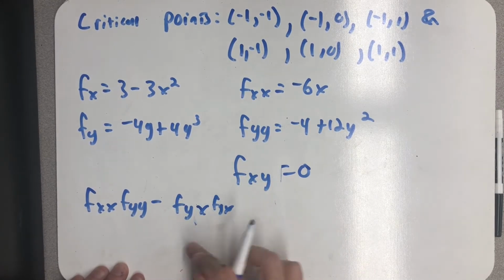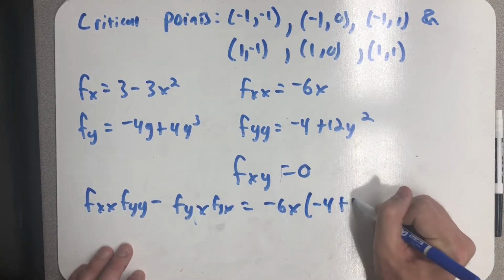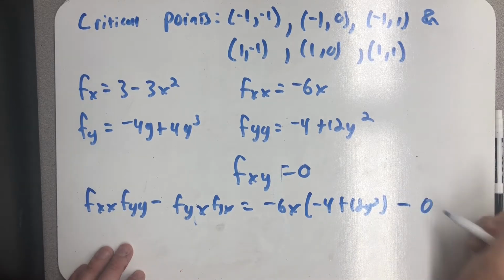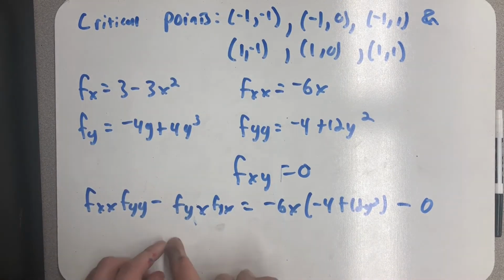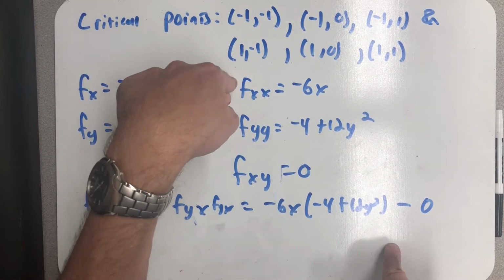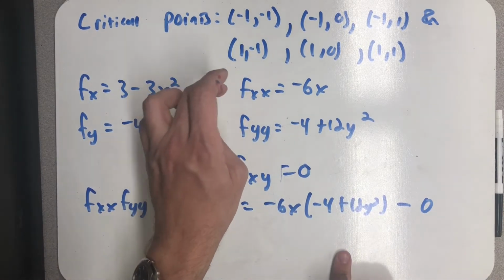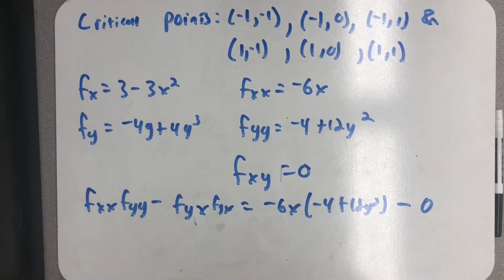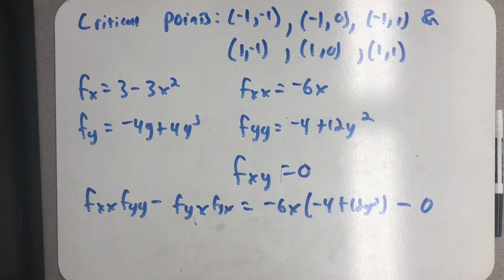So my discriminant is the expression minus 6x times minus 4 plus 12y squared, minus 0, because my mixed partials were 0. Okay, so I need to plug all my critical points into this to find out if I get a positive or a negative. I also need to plug them all into this. I suppose if I get less than 0 for my discriminant, I actually don't have to worry about this, but I'm just going to build a big table where I find fxx at each one of these critical points and the value of the discriminant at each one of those critical points.